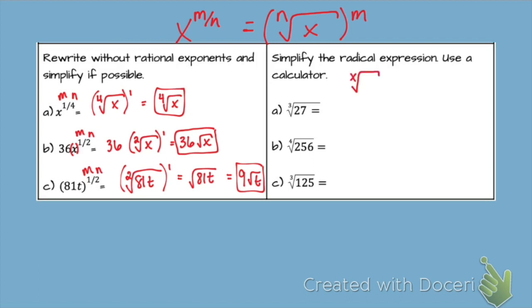My next set of examples I'm using a calculator on, and I want you to look for the x root button on your calculator. It's going to be helpful for you to ask a teacher how to use this button if you don't know how to do that. But once you do know how to use this button, we can type in each of these problems to our calculator, and we're going to get the answers of 3, 4, and 5.